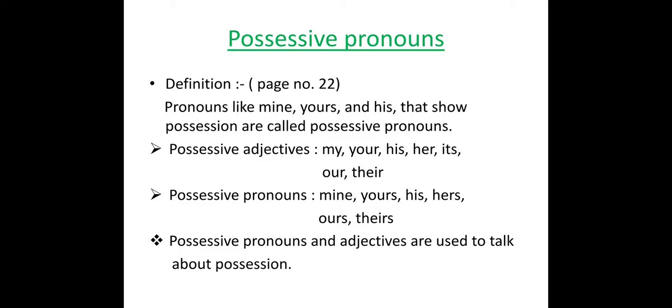Suppose anybody is asking, whose pen is that, right? That is the example. Whose is this pen? And if that pen belongs to me, I will say it's mine. So this is called possession. Here I am showing the possession of a thing. So this kind of pronouns are called possessive pronouns.